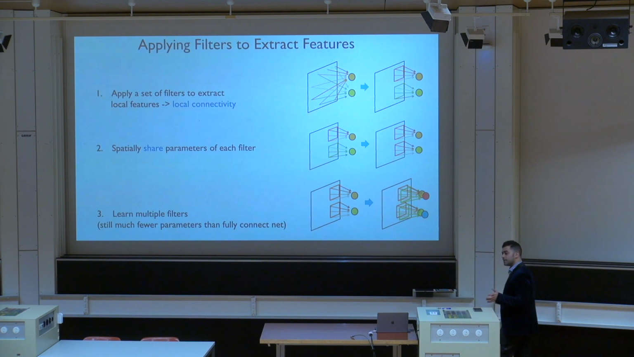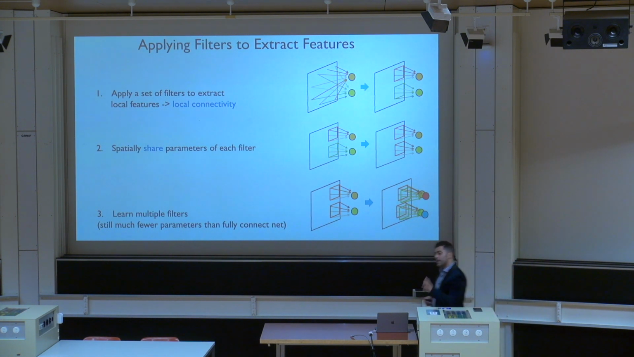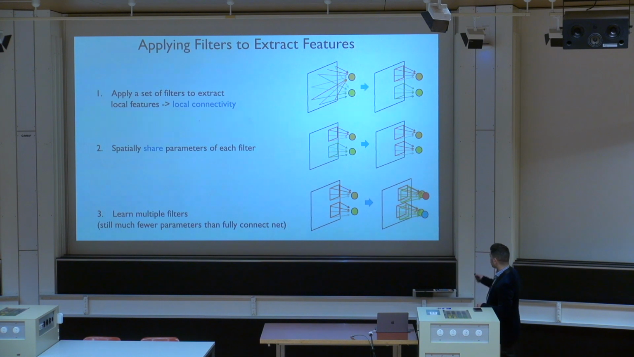The last one is, of course, we have different patterns in the images, and we can have multiple filters, and each filter can detect a specific pattern. So we can have multiple filters stacked on top of each other, and each one detects specific patterns. So still, we have much fewer parameters than fully connected neural networks, okay? So these three are the three main properties of the CNN.